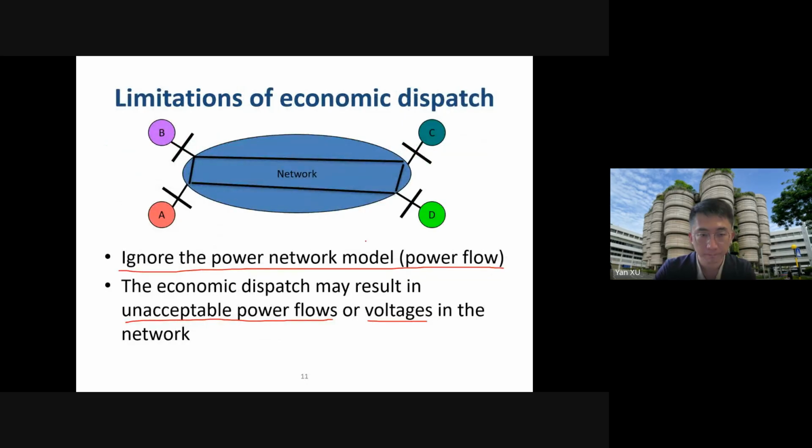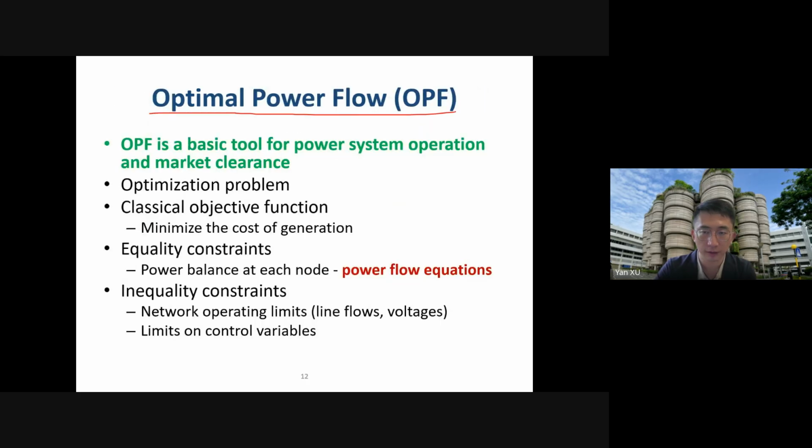Okay. Now, in order to cope with these inadequacies, later on, people have developed the optimal power flow technique, so-called OPF. Now, OPF is nowadays a widely applied tool for power system operation and market clearance. Okay. Now, by its name, optimal power flow is to optimize the entire power flow of the network. So similar to economic dispatch, for the objective function, we can minimize the total cost of the generation output.